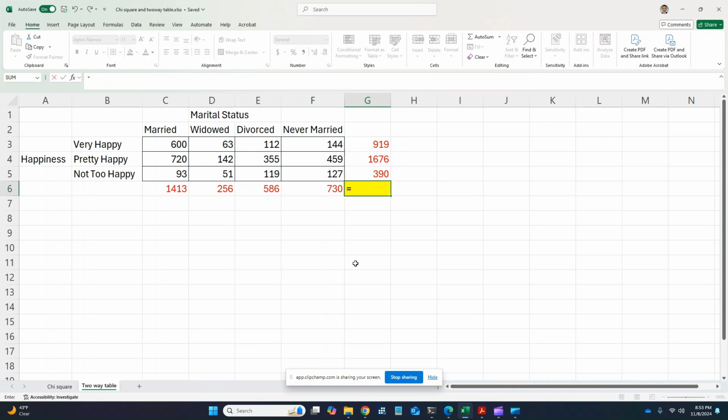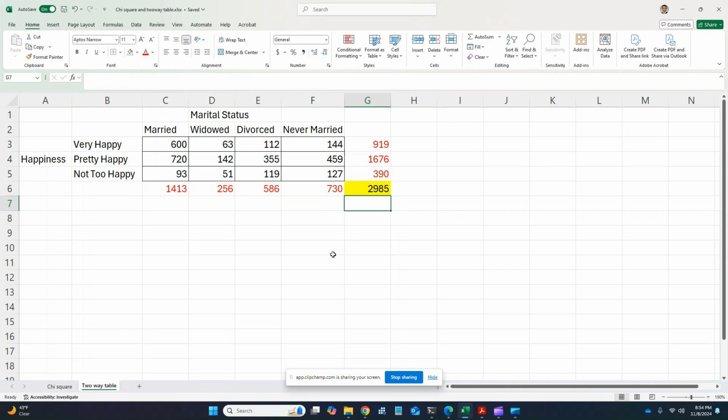We can also sum all these numbers to get the total number. Notice that this is the sum of the sums. Similarly, if we sum these numbers, the column totals, then we are also going to get the same number. This is another sum of the sums.